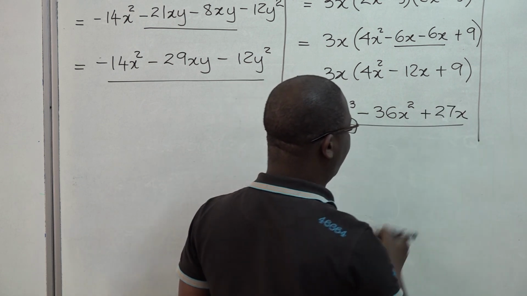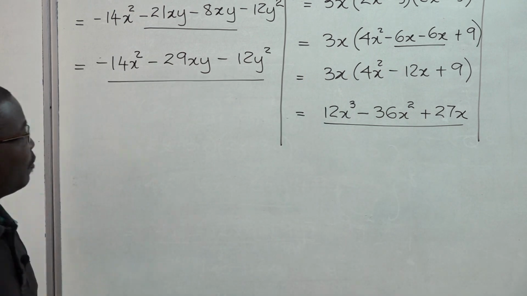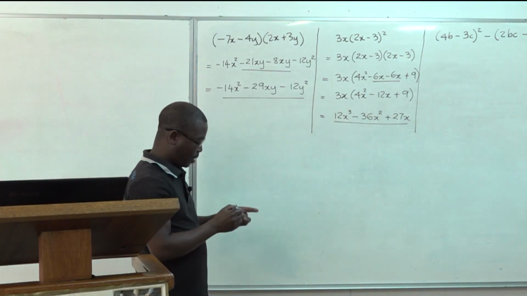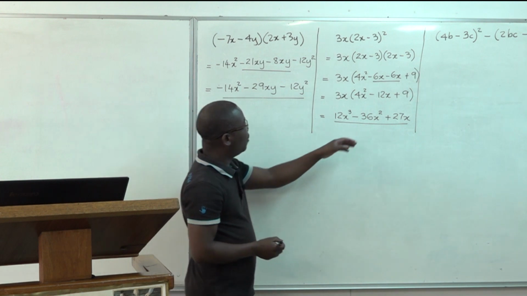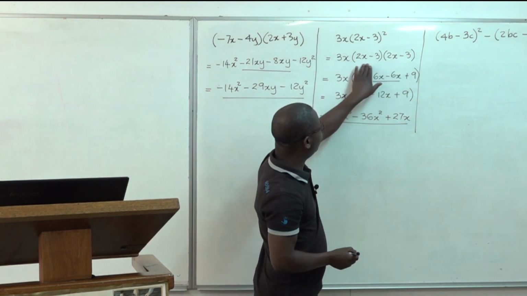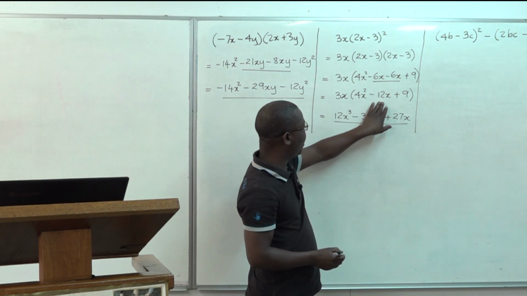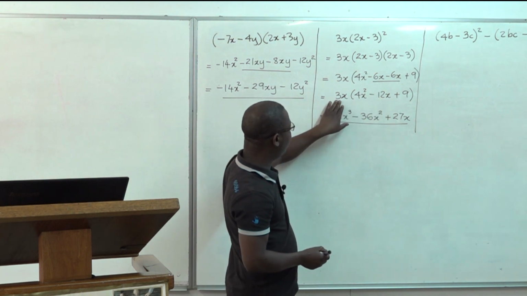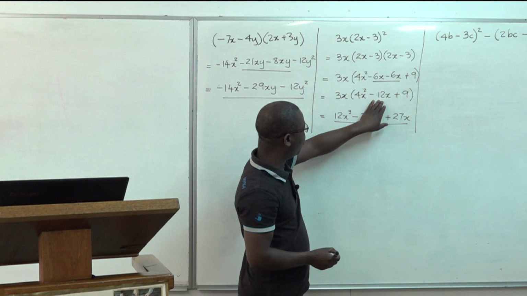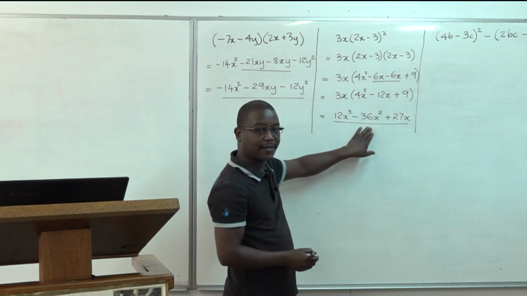And then we can say we have reached the end of that question. So to make our life easy, we need first to simplify these two binomials, and it creates a trinomial. And then we can multiply this monomial with the trinomial to get our final result.